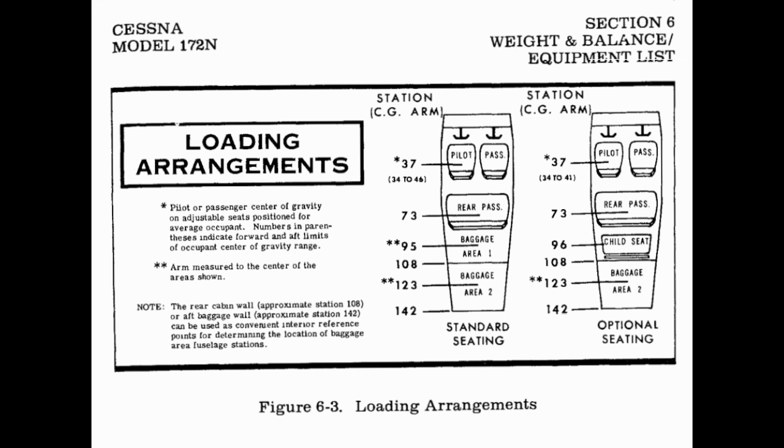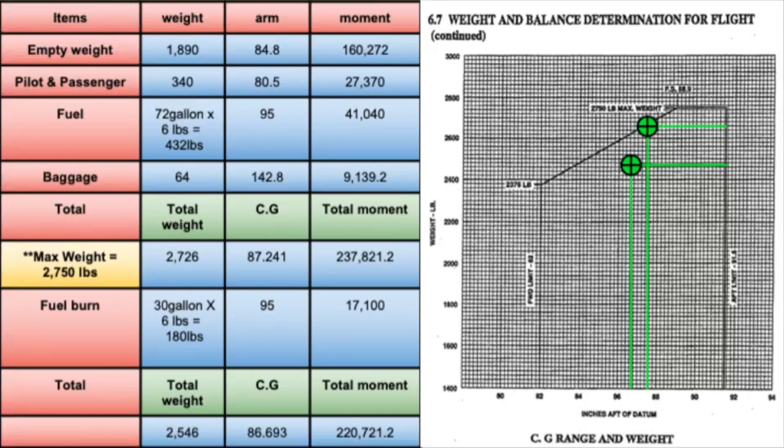In the case of the Cessna 172, section 6. Now that I have all the arms for every station, I'm going to start with the pilot and passenger. I get the weight, and I'm going to multiply it by the arm, in this case 80.5, and the product is going to be the moment.